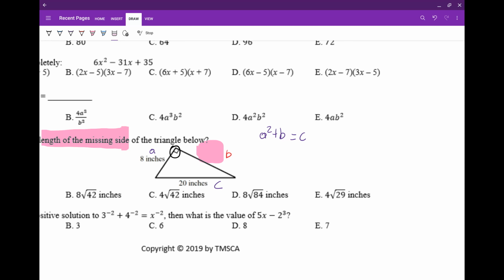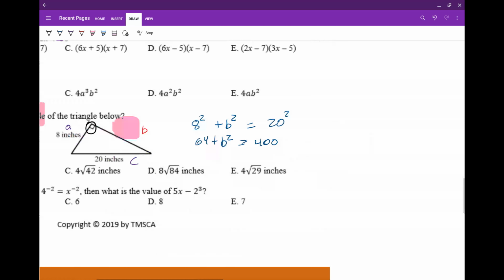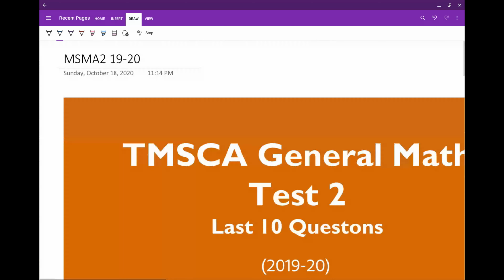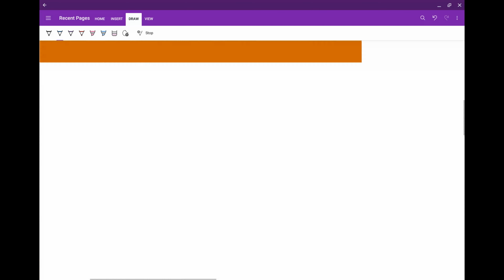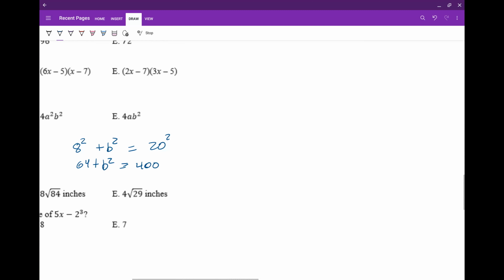Now, we know a squared plus b squared equals c squared. If I were to write it out, you have a squared plus b squared equals 20 squared. 64 plus b squared equals 400. If you subtract 64, you get 336, I believe. So 336 is equal to b squared.